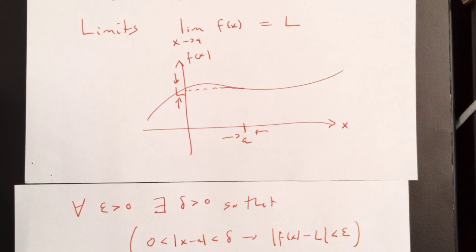For every epsilon positive, there is some delta, also a positive number, so that if x minus a in absolute value is between 0 and delta, then f of x minus L is less than epsilon.